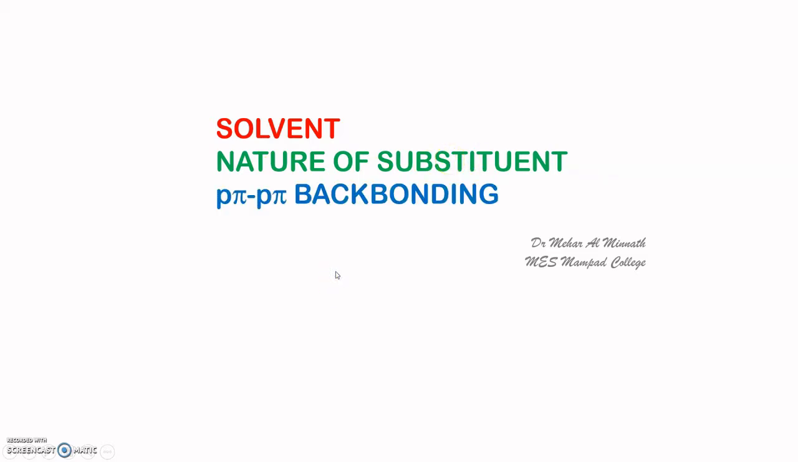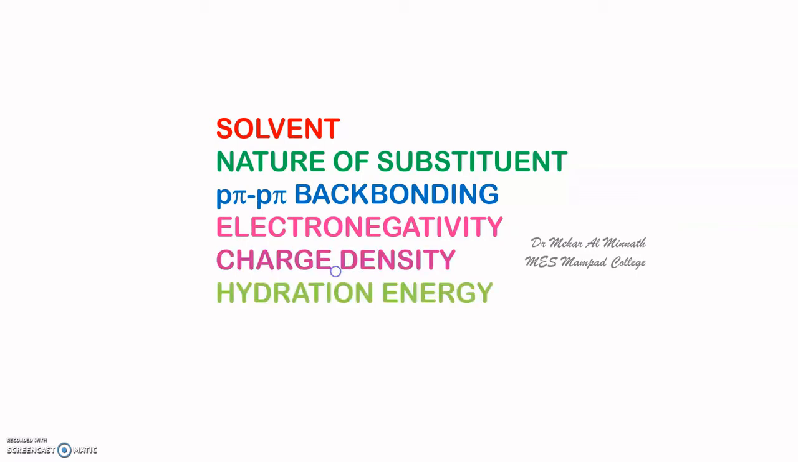Then we have to discuss p-pi back bonding as another factor. This is particularly related to Lewis acids and bases. Then the electronegativity of the central atom and the charge density on it, then the hydration energy, the way the acid and base is hydrated, and the resonance effect. Resonance effect is again more pronounced in organic acids and bases. Now we'll see each factor individually in brief.